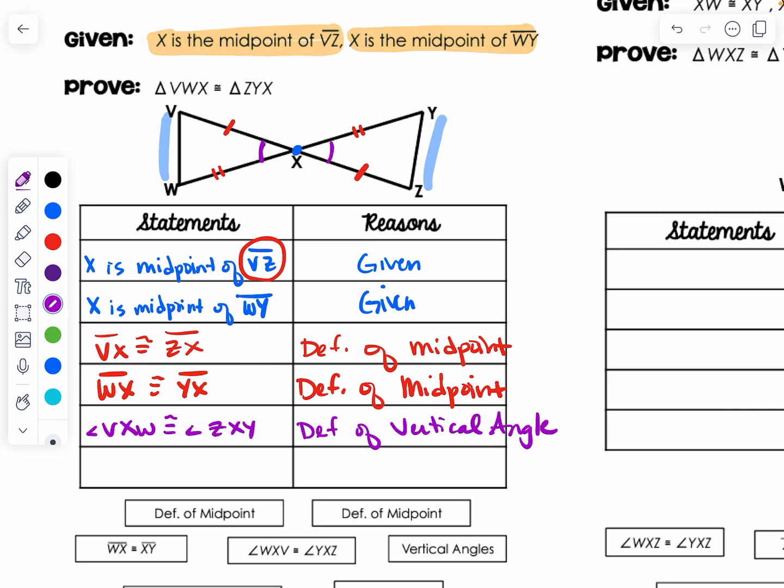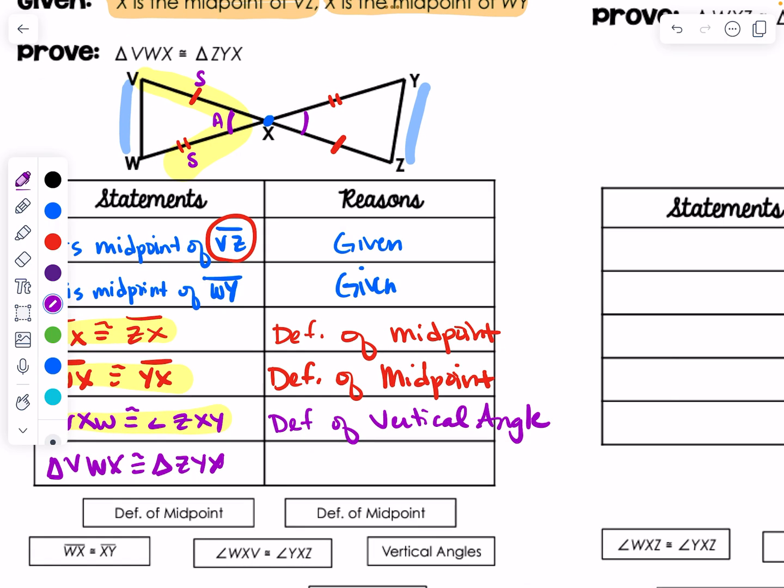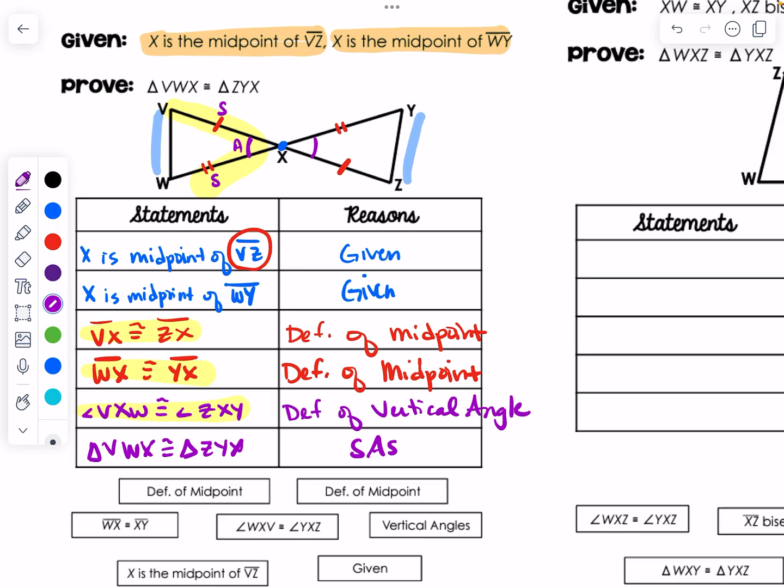Now I've talked about 3 things. If I look, I've given an angle, I've given a side, and I've given a side. So now I just have to look at the order. If I start here and move around, I hit a side, an angle, and then a side. So triangles VWX and ZYZ are congruent by side, angle, side.